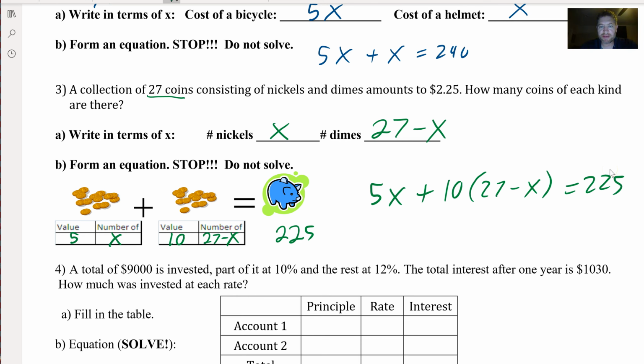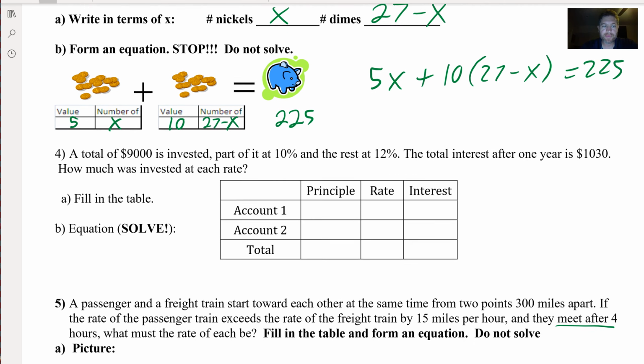So this right here will never change. All it changes is the value. You could have lizards and turtles. A lizard's worth $5 and a turtle's worth $10. It would be the exact same problem.